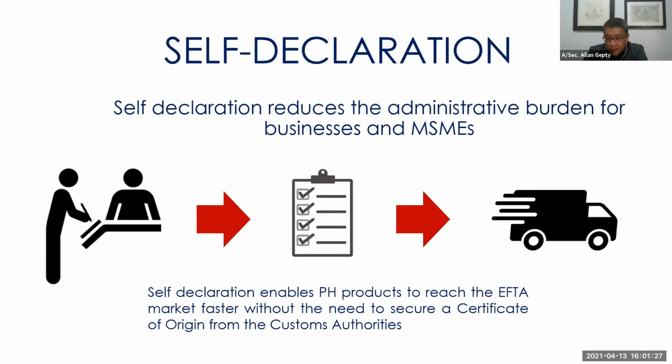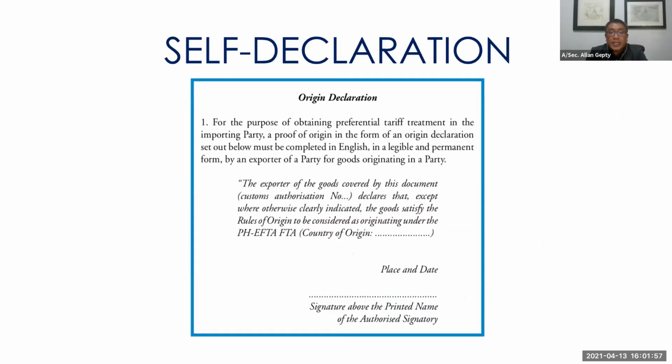Now, also, for purposes of complying with the proof of origin, the arrangement that we have under PH-EFTA is exporter friendly because we do allow self-declaration. So in other words, it's the exporter that will be declaring, based on the form agreed upon, that indeed the product he or she is exporting to EFTA countries complies with the rules. And for purposes of reference, I have included in this slide an example of an origin declaration to be filled out by the exporter.